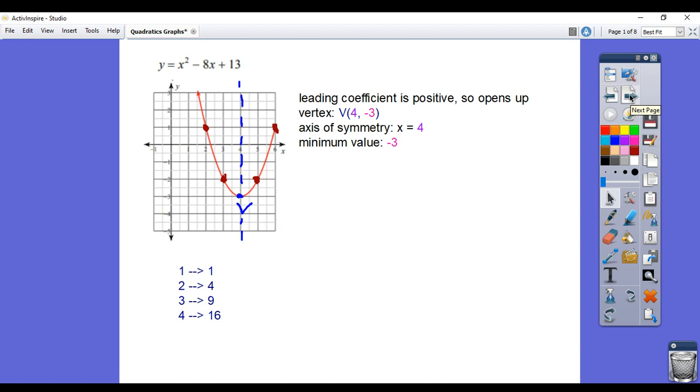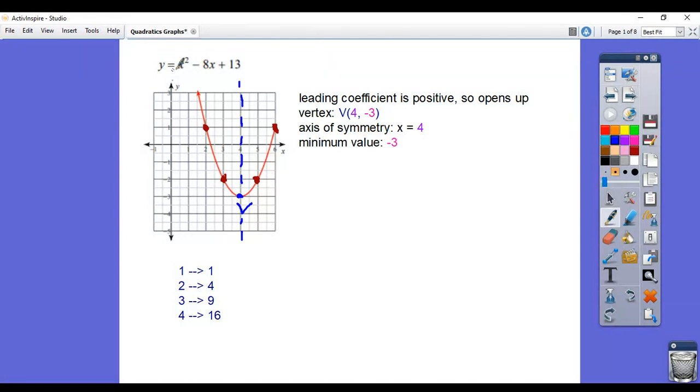I want to look at quadratics in a different way. So what I've done is I've graphed a few quadratic functions, and while we'll discuss domain and range possibly and increasing and decreasing, I really want to focus on the vertex and the axis of symmetry. So let's look at this equation here.